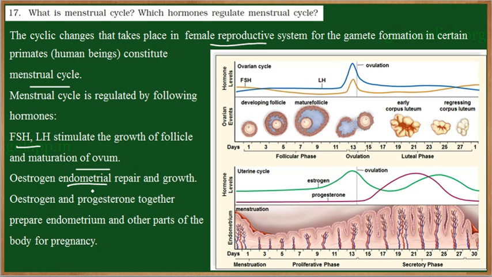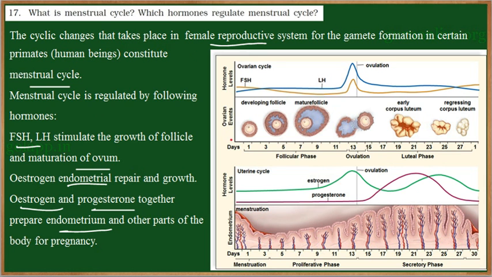Now for the formation of the endometrium, two hormones are required. They are called estrogen and progesterone. These hormones are released by the follicles under the influence of LH. They prepare the endometrium to develop and to become more vascular so that it can support the growth of the embryo. Now here we can see the chart.